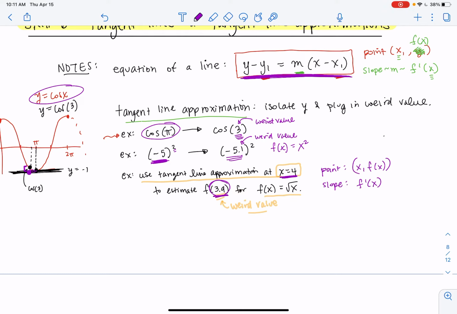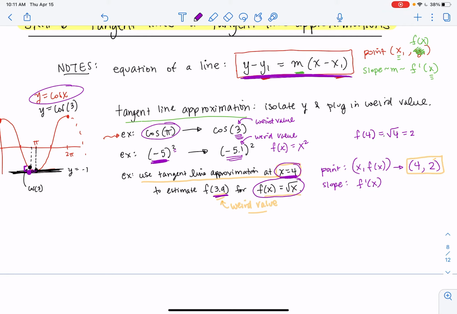So we're going to start with 4. You always want to start with the normal value, save the weird value for the end. Okay, so we're going to start with 4, and plugging it in, my point is 4, that's my x, and then when I plug it into my function, f of 4 is the square root of 4, which is 2. Okay, that's my point. I'm going to highlight that.